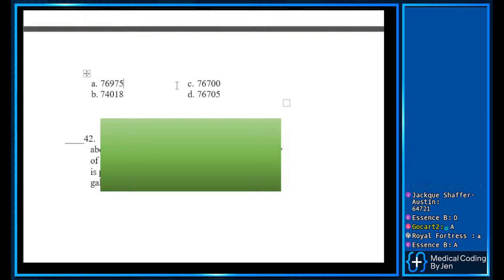Alright, we've got 2 of them that are in the 6-7 area. What's our difference between those 2 codes? Because the other 2 are kind of far away. So 767, 76700. We are doing abdominal, complete or limited. So this one is a complete, and then this one is just limited.